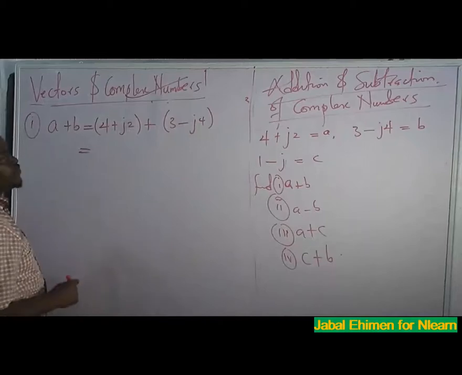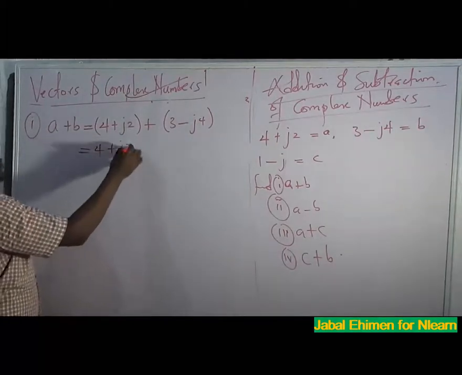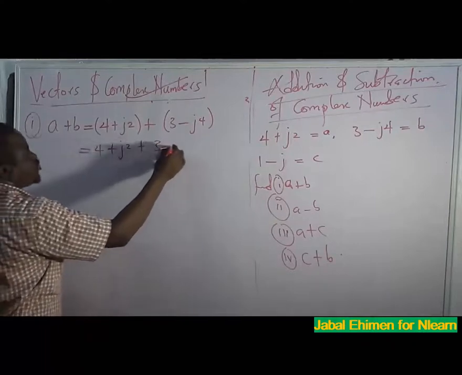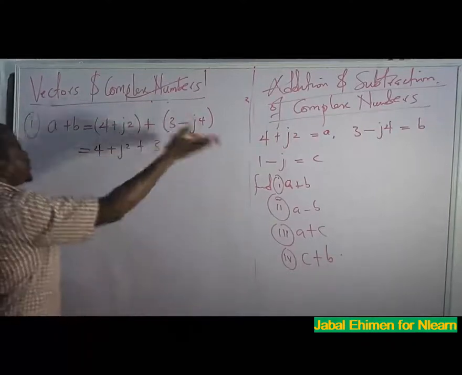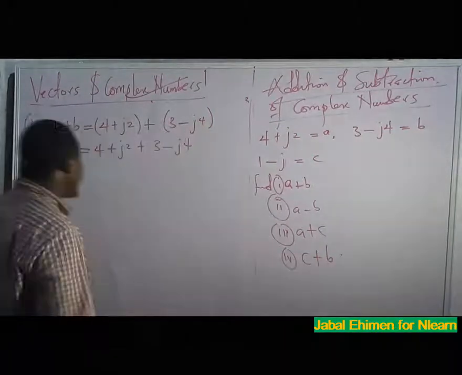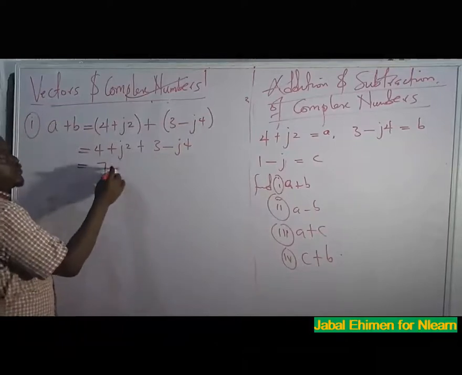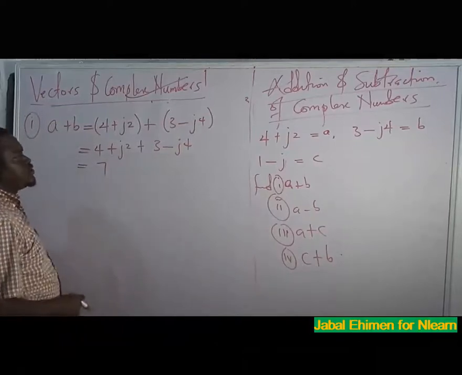If you look at that carefully, you observe that you can open the bracket now. 4 plus j2. But it depends on how strong your math is. You may decide not to use the bracket for addition and subtraction. You just take it directly. So from there you have what? 4 plus 3 is 7, plus j.